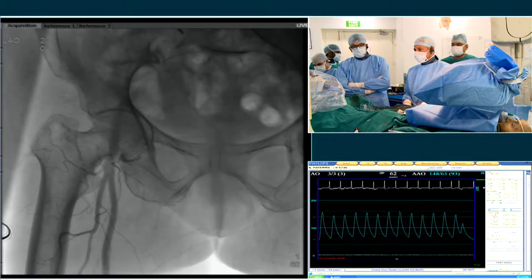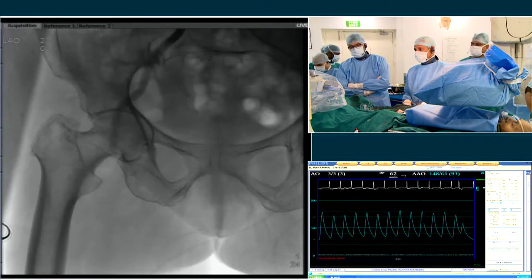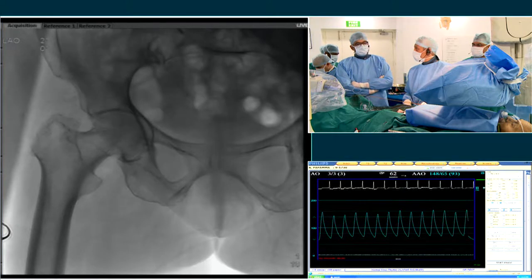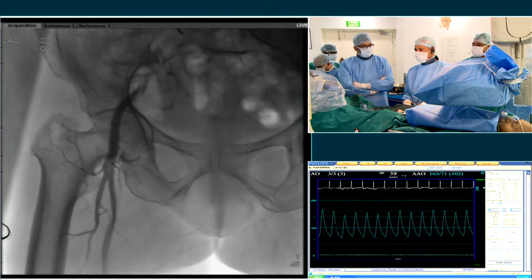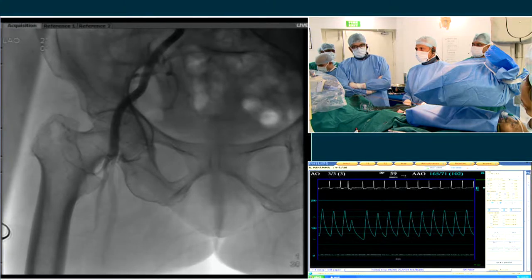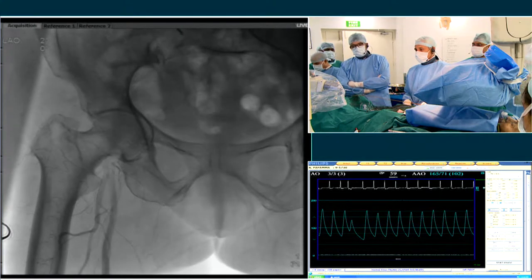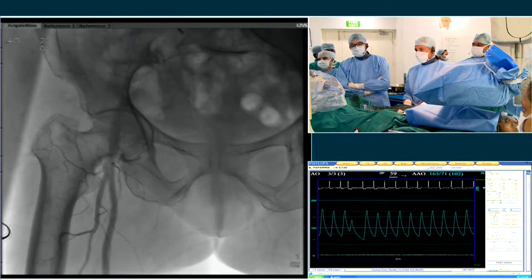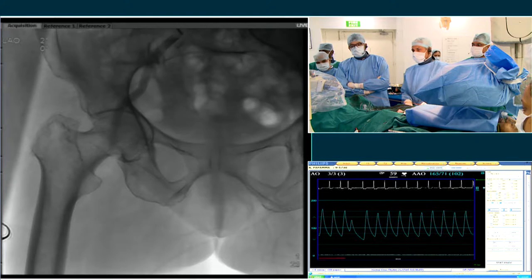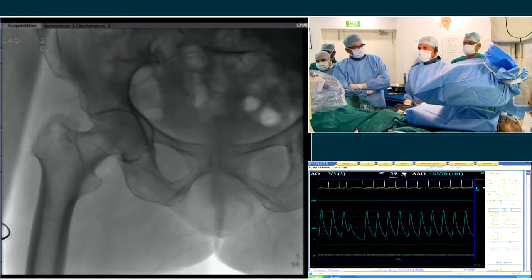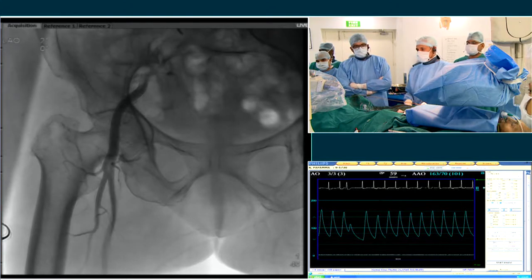With Sapien 3, we have 20, 23, 26, and 29. And one of the challenges with sizing has always been these gray zone sizes. I think with MyVal, they've done intermediate sizes. So they have a 21.5 in addition to the 20 and 23, and a 24.5 in addition to the 23 and 26. So the sizing is by 1.5 millimeter increments, which sometimes, more choice is not great, but in this scenario, I think it is.